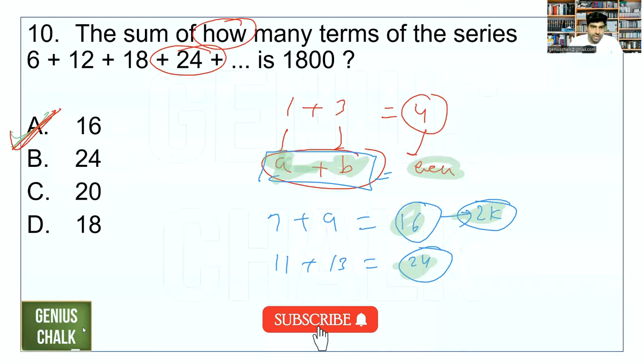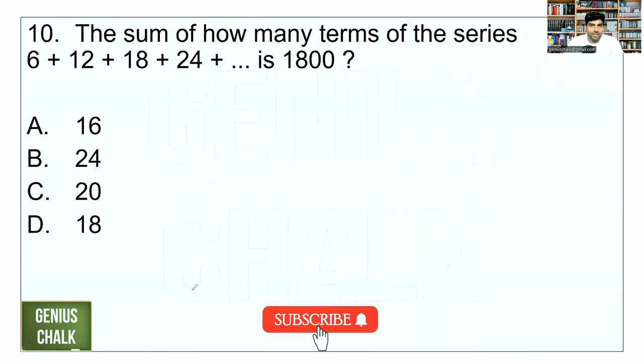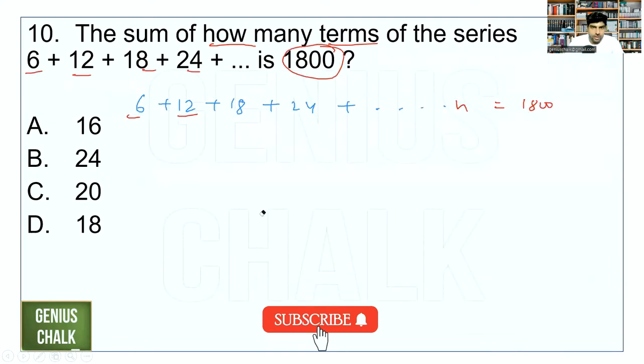All right, the last question of the video: the sum of how many terms of the series 6 plus 12 plus 18 plus 24 is this, and it is the sum of all the numbers, and here we don't know n. So if you try this method, you take 6 common, and same thing, 1 plus 2 plus 3, because we know this so far. These are all multiples of 6, so I'll be taking 6N. So this will be N. And here this sum has to be 1800.